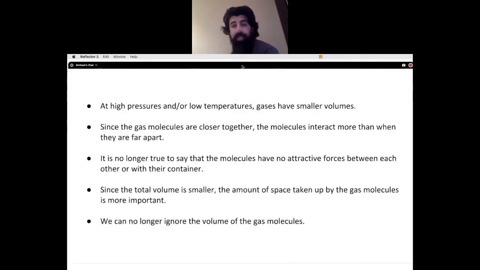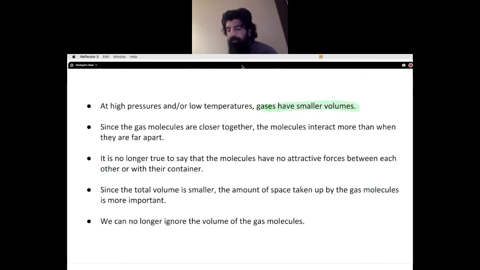So, at high pressures and low temperatures, gases have small volumes, right? Makes sense, right? Greater pressure kind of compresses the volume. At low temperatures, we don't have as much volume. Think about if you were to blow up a balloon. If you got a balloon, you could test this theory out. Put it into your refrigerator or freezer, come to it in an hour, and you'll see that balloon will have gotten smaller.